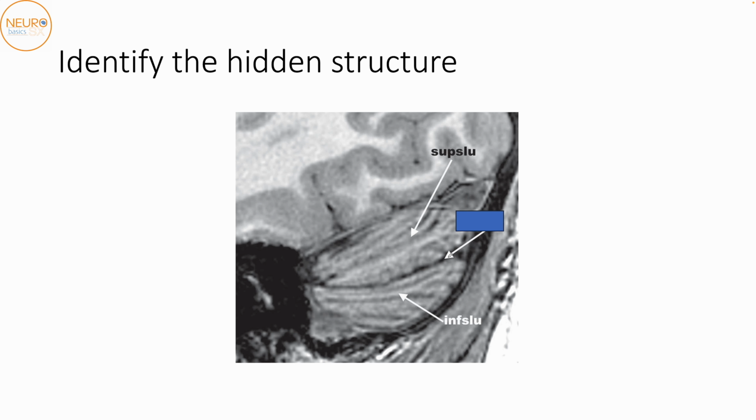Now what is this? The superior semilunar lobule of the cerebellum. This is the inferior semilunar lobule of the cerebellum. Between the two semilunar lobules and the most obvious fissure of the cerebellum is the horizontal fissure. This is the horizontal fissure.